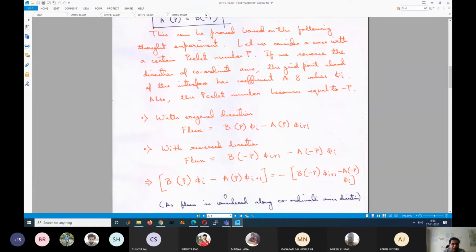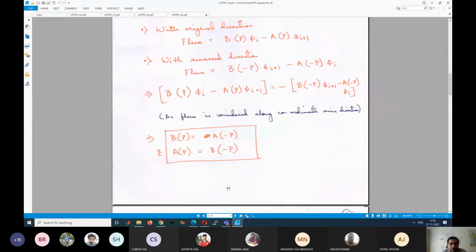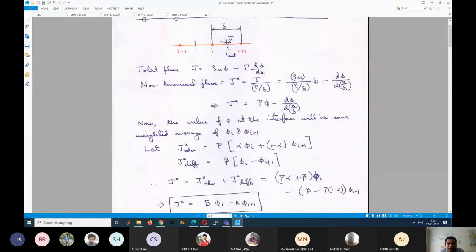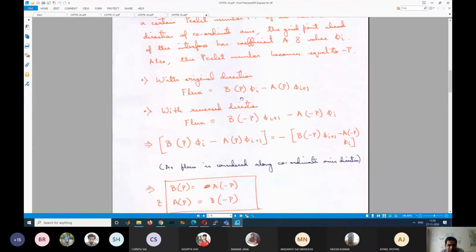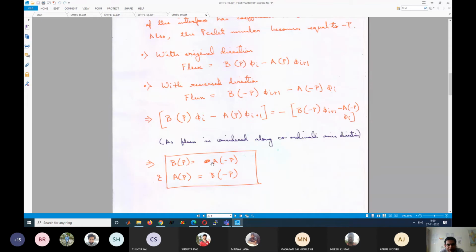Physically also it can be understood easily, if you think deeply about this. Just by changing the direction of the coordinate axis, the grids are just rotated, meaning now this is the behind grid point, this is the ahead grid point, and the flow has just changed from p to minus p. So the same effect should be there, but instead of p, this will have the effect of minus p in terms of the coefficient. If you are finding it difficult, try to think about this thought experiment, and you will find that b of p is equal to a of minus p and a of p is equal to b of minus p. What does it mean?